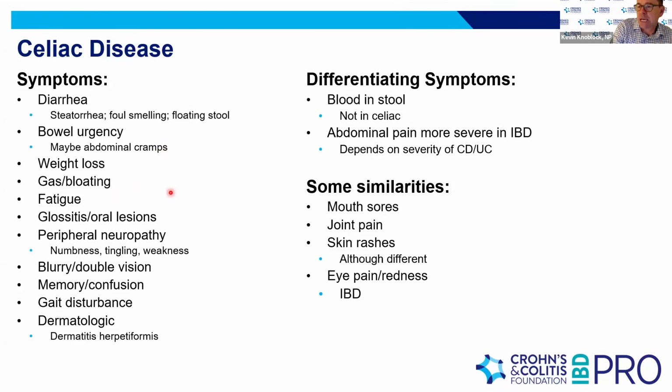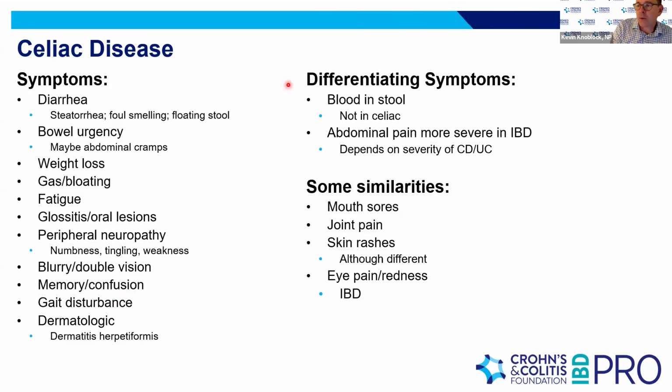People can get a little bit of glossitis or even some oral lesions, and peripheral neuropathy. These are the symptoms you start to get from malabsorption issues. B12, a lot of iron is absorbed in that duodenum and the proximal jejunum, where celiac does its damage. Even some vision issues, memory confusion, gait disturbance. And then in the derm world, there's dermatitis herpetiformis. People can get these rashes, usually on the forearms, elbows, knees, and scalp as the more common areas, but they can be in a few other areas.